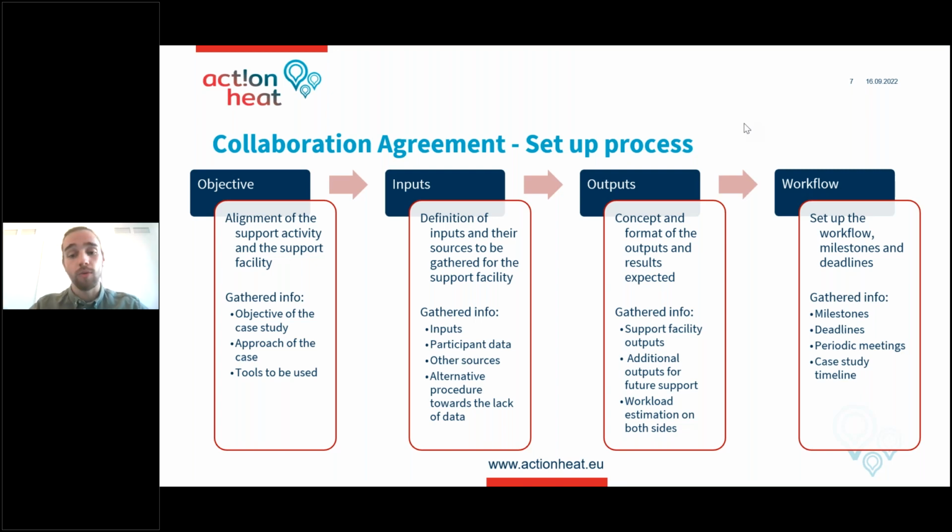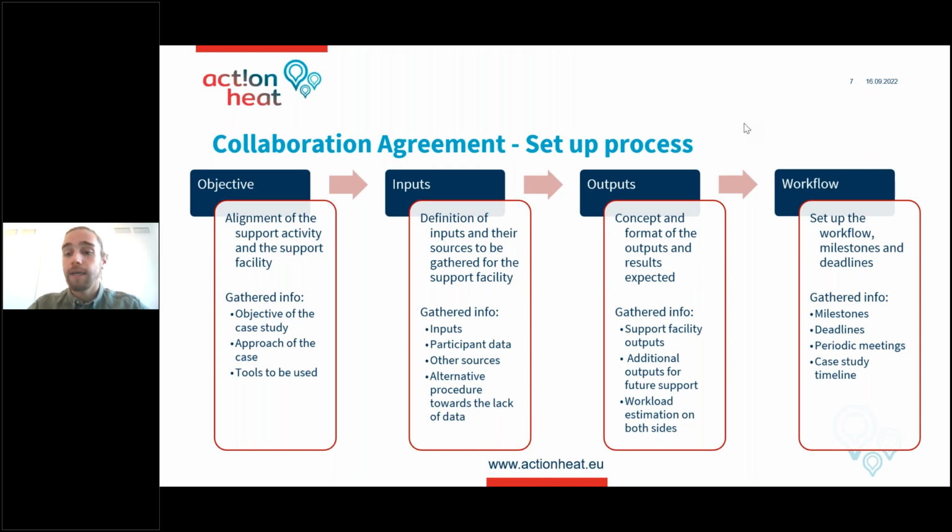The information gathered in this step will be the support facility outputs themselves, and additional outputs that could be used for future support, either within the onHeat project or for public support within your country. And then this will allow the consortium and the partner to assess the workload and perform a workload estimation. This could also mean that the process needs to be reassessed as the workload is too much for both the participant and the consortium to undertake. Lastly, once we have this workload, we'll be able to define the workflow, milestones, and deadlines.